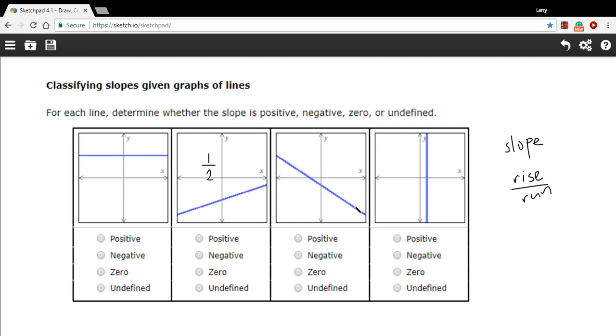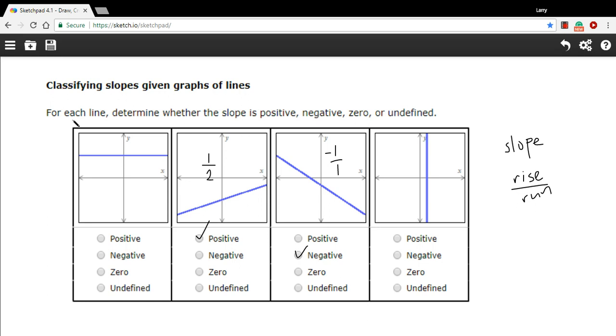In this one, you've got a downward sloping line. That one's going to be negative. So this line might be going down one for every one it moves over. So the rise here is negative when it's going down, and that makes the whole slope negative. So we've got a positive slope here and a negative slope here.